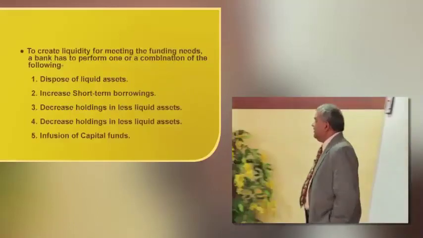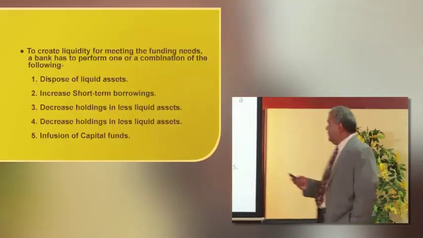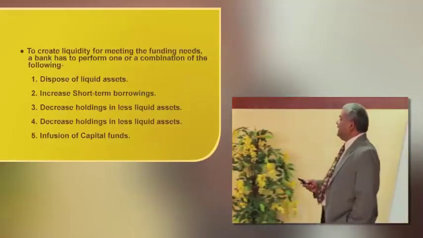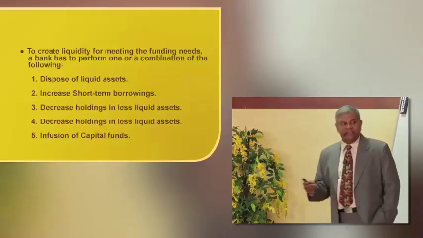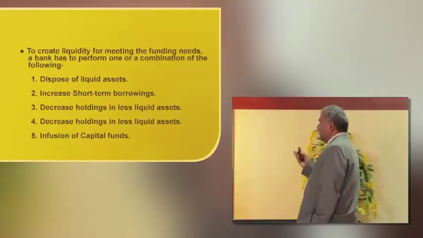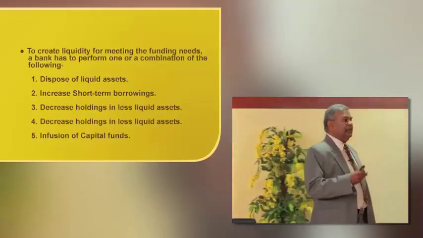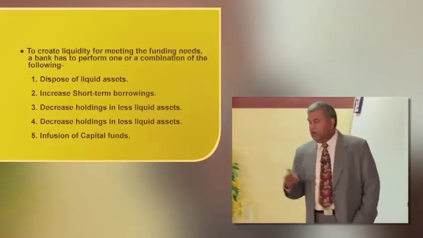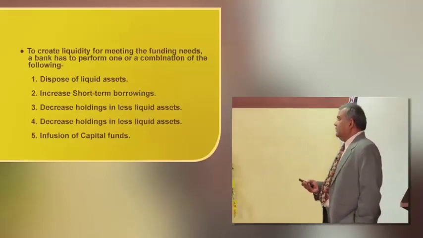We have seen the functions of liquidity management. We have also seen the factors that affect liquidity. To create liquidity for meeting the funding needs, a bank has to perform one or more, or a combination, of the following. It means I want to create liquidity. There are 5 situations. You can go for one or a combination, either 1 or 2 or 1 and 5, or all the 5. So that combination can also be tried.